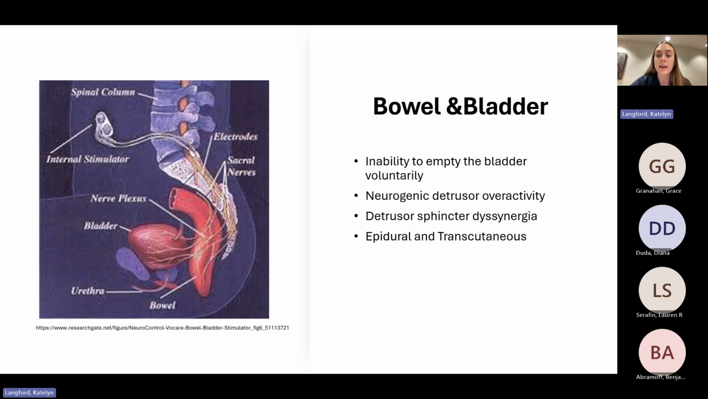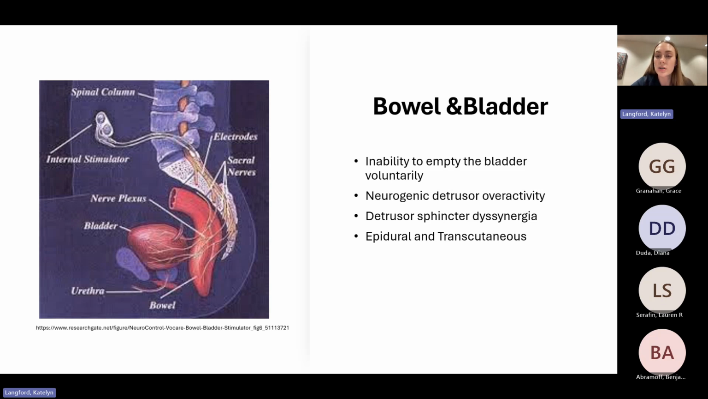However, the big drawback is you will probably have to do a selective dorsal rhizotomy, because that will eliminate undesirable sphincter reflexes and bladder contractions. So that's a big con to this device. And then there's a Vocare device, but the one that I was mostly reading about was a Medtronic InterStim.